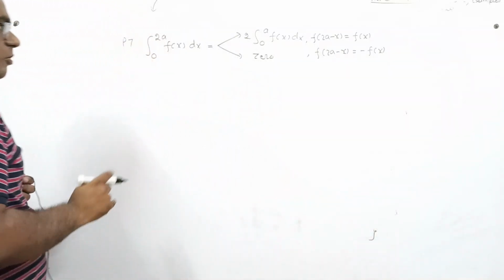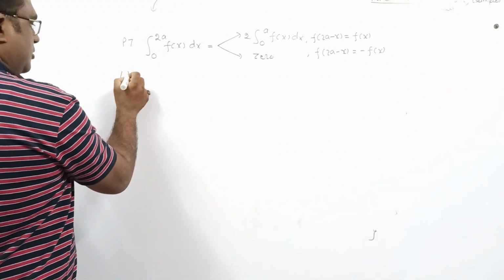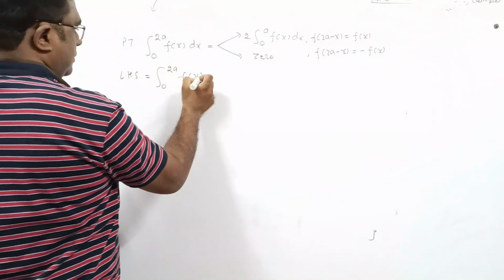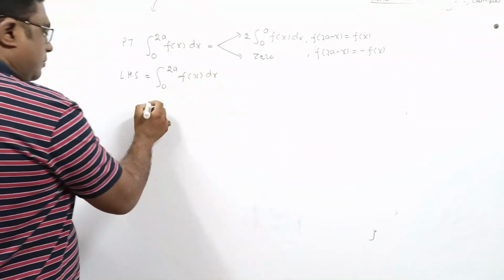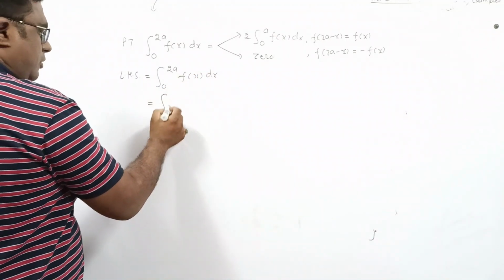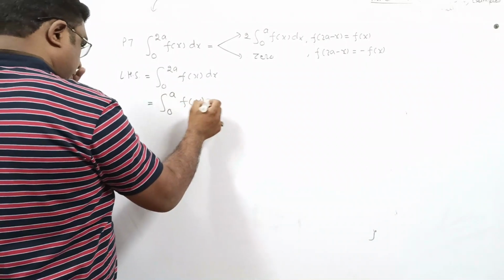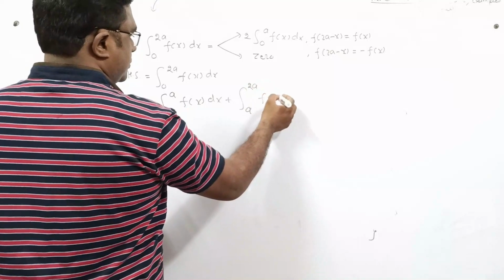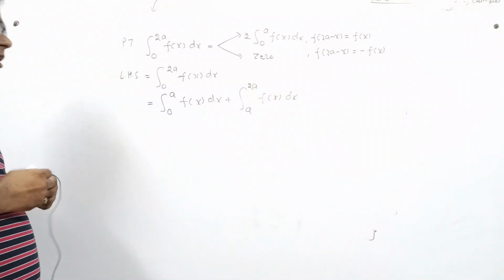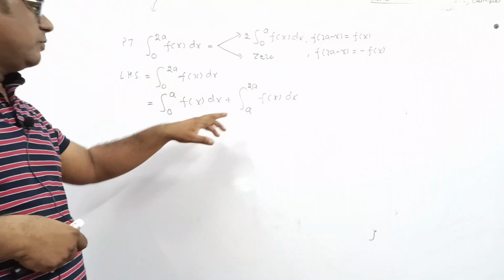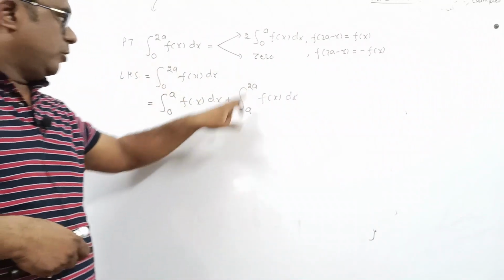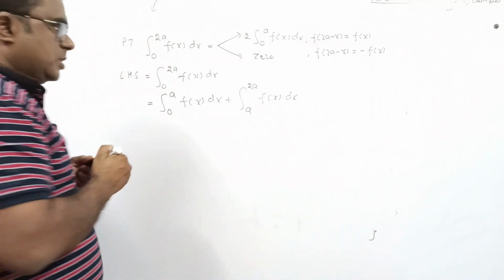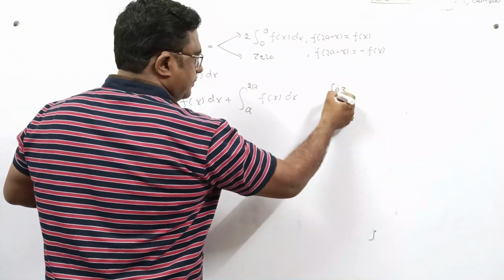Now let us do the proof of them. I am starting with the left hand side: 0 to 2a f(x) dx. I can split this integration into 0 to a f(x) dx plus a to 2a f(x) dx. So what I did is take the integration from 0 to a, and in continuation from a to 2a. So 0 to a to 2a means the integration is equal to 0 to 2a. It is the use of property number 3 here.